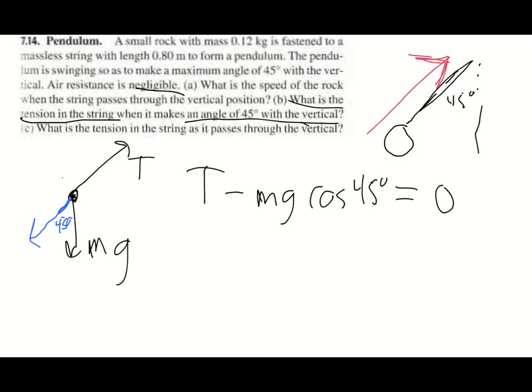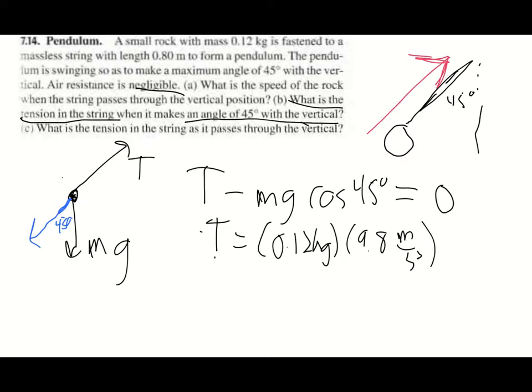So we can solve what the tension is. It's going to be mg, which in this case is 0.12 kilograms, 9.8 meters per second squared, cosine of 45 degrees, which all works out to somewhere in the neighborhood of 0.83, I think it is, Newtons.